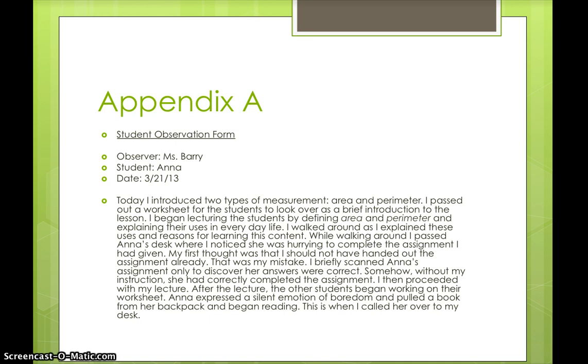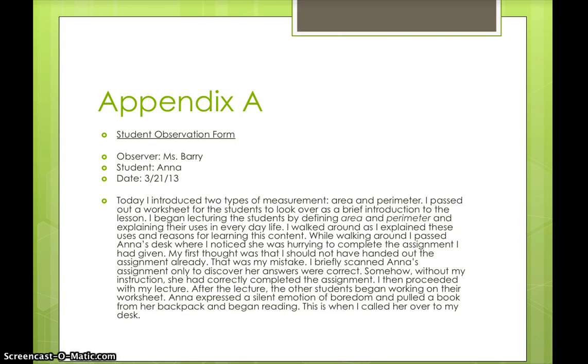My first thought was that I should not have handed out the assignment already. That was my mistake. I briefly scanned Anna's assignment only to discover her answers were correct. Somehow, without my instruction, she had correctly completed the assignment. I then proceeded with my lecture.